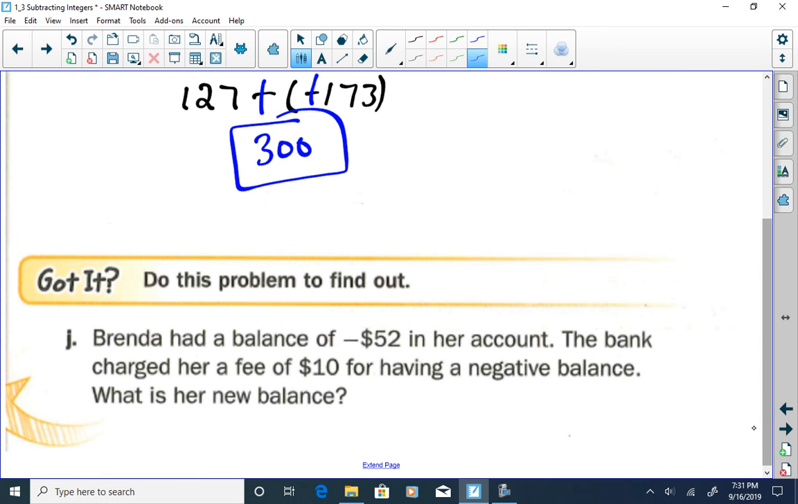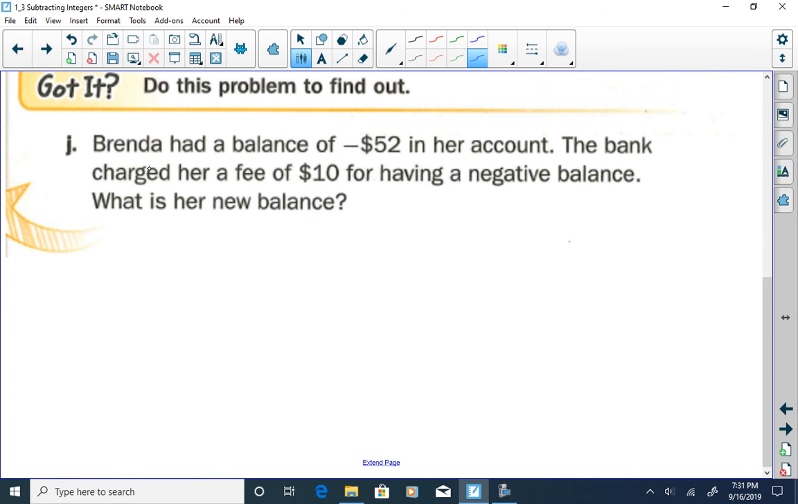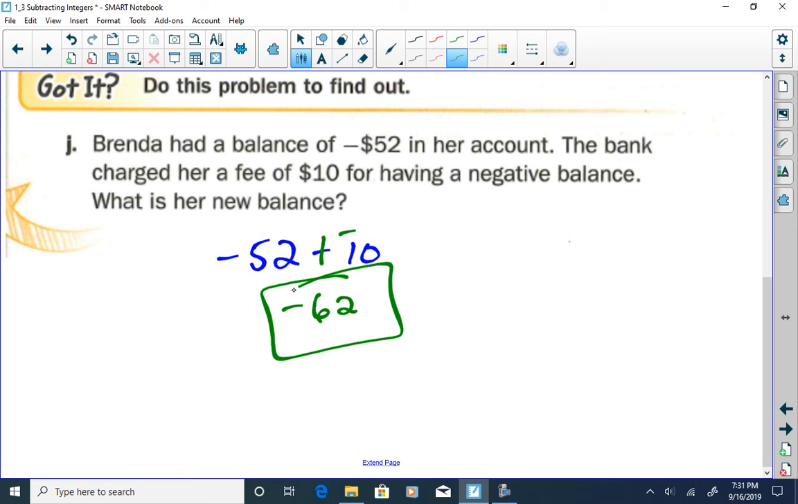And then the last example here, we have Brenda had a balance of negative $52 in her account. The bank charged her a fee of $10 for having a negative balance. What's her new balance? We have to start with the negative 52 and then we take away another $10 in fees. We add the opposite, negative 52 plus negative 10, right? That's going to be negative 62.